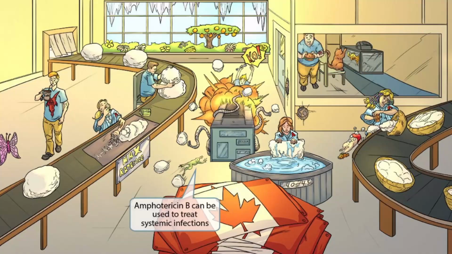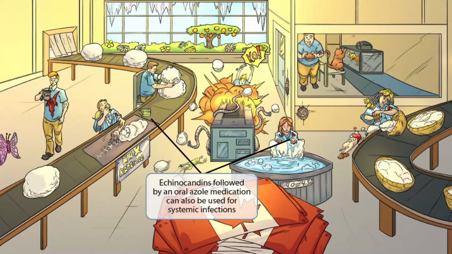Now notice that we've shown a stray pet frog jumping around near the exploding machine. The amphibian is our symbol for Amphotericin B, and the machine represents systemic or disseminated infections. So, together, this should help you remember that Amphotericin B can be used to treat systemic infections. Finally, remember the Funyuns and the girl wearing a shawl? Well, we've intentionally shown them close to this exploding machine to help you remember that Echinocandins, followed by an oral azole medication, can also be used for systemic infections. Alright, now that we've covered the image, let's review with a question.